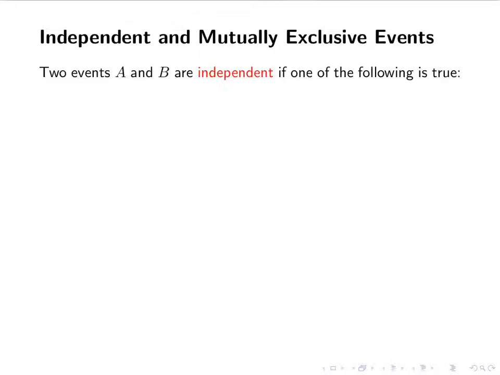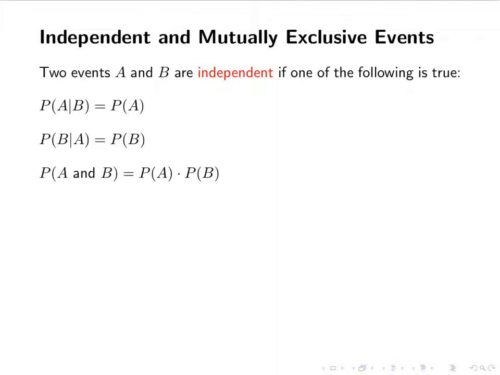Hello, today we're going to do a quick review of independent and mutually exclusive events. So two events, A and B, are independent if one of the following is true. So we have three equations. We only need to show one of them is true to prove that two events are independent.